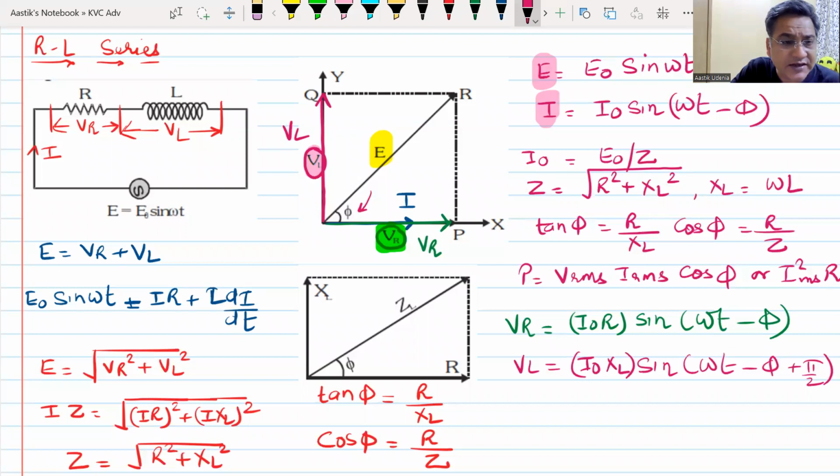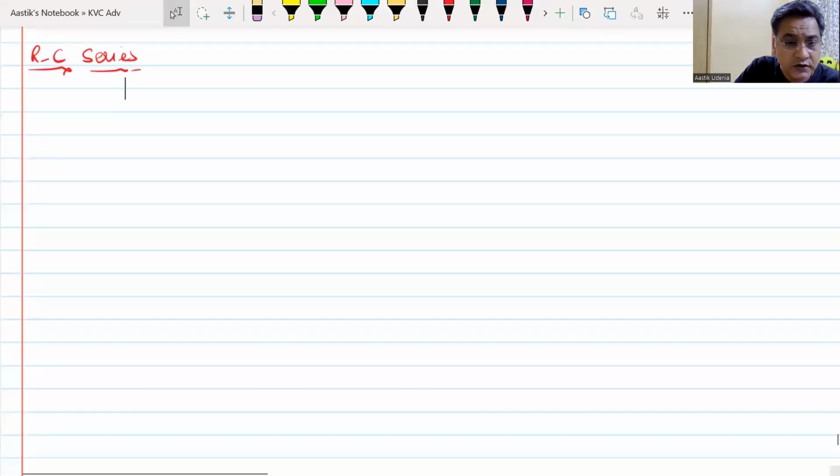The next circuit would be RC circuit. What will happen in a RC combination? What would happen in a combination of R with C? RC series circuit or CR series circuit. Can you do it on your own?